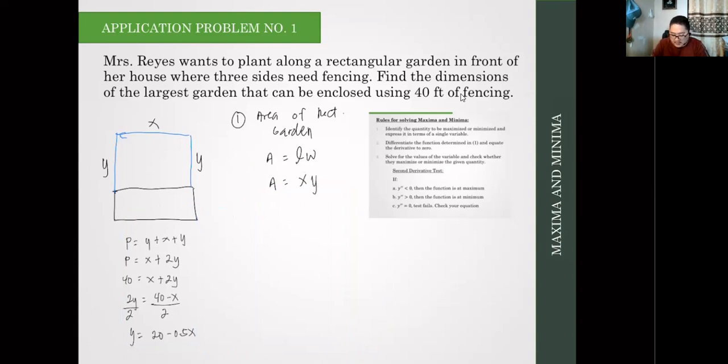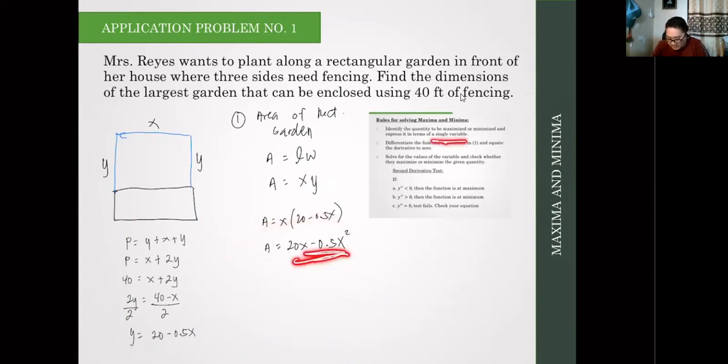Okay. So, kung may nakuha tayong variable na y, pwede nating i-substitute ngayon yung dito: 20 minus 0.5x. So, meron tayong area is equals to 20x minus 0.5x squared. Okay? Ngayon, check mo ulit: is our equation equivalent to a single variable?